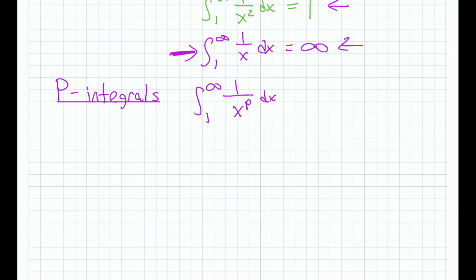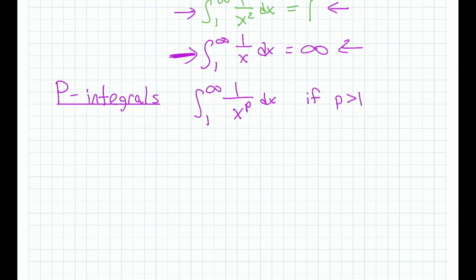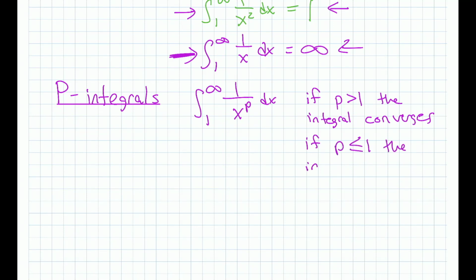And so basically, if p is greater than 1, then it's just like this one that actually converged. So if p is greater than 1, the integral converges. And if p is less than or equal to 1, the integral diverges.